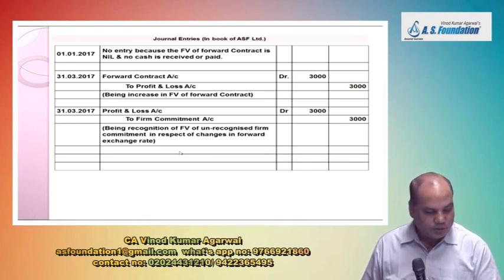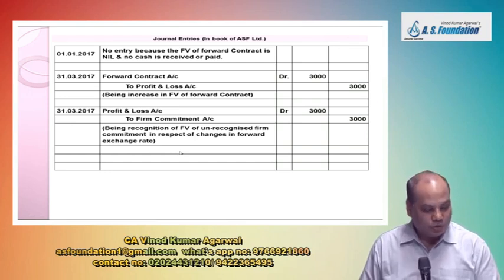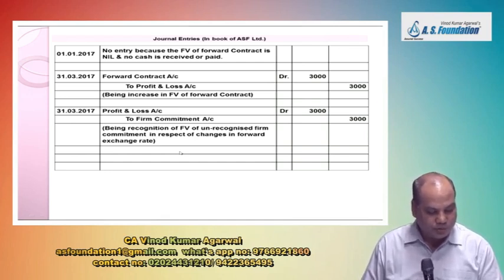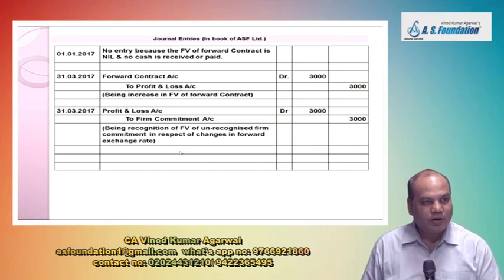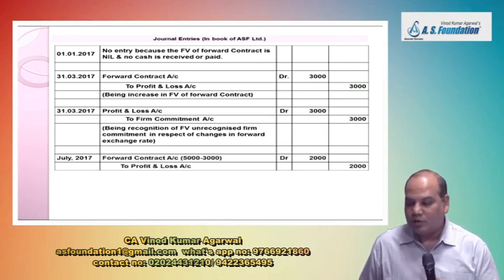Same two entries you repeat now on 30th June also. What is the rate? In July, 65 rupees per USD. And the forward contract rate was 60 rupees per USD. So if you have a right to buy at 60 rupees per USD and the market rate is 65, gain or loss? Gain. And they have mentioned also on delivery rupees 5,000 positive to ASF.